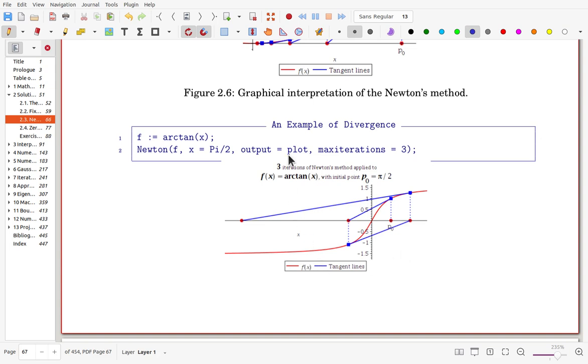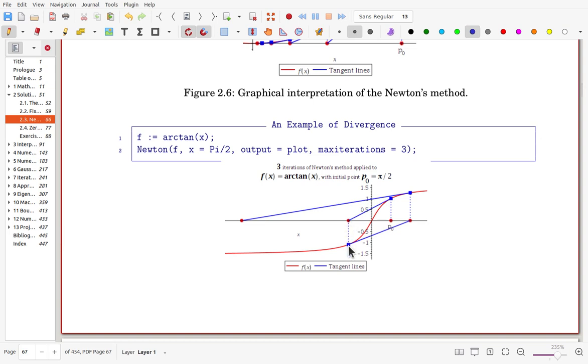Here is an example of divergence. The function is arctangent of x. The red curve is y equals f of x. And if we use Newton's method starting with pi over 2, then it is divergent. That is pi over 2, and go to the graph and tangent line. This is the x-intercept, so it will be p1.